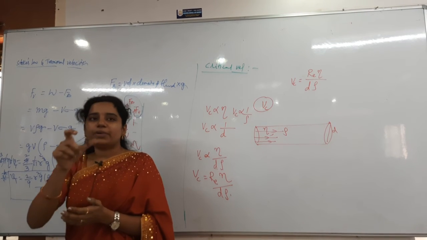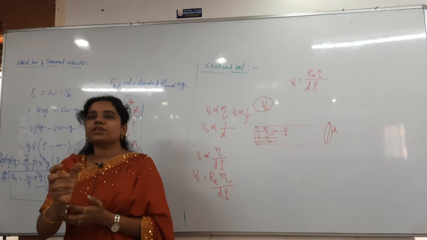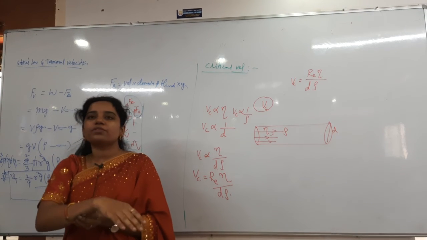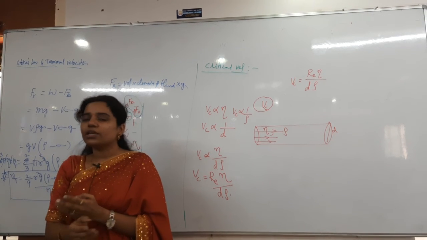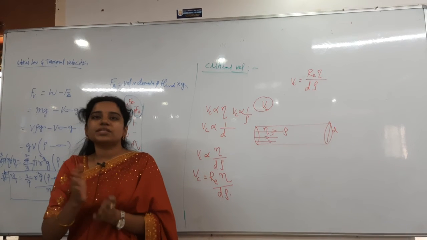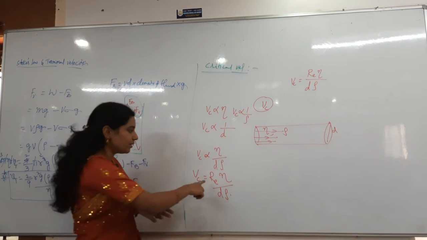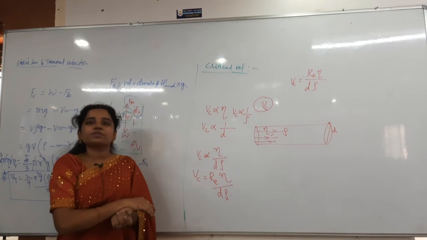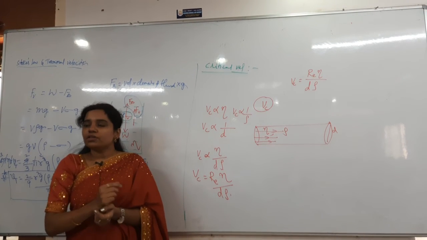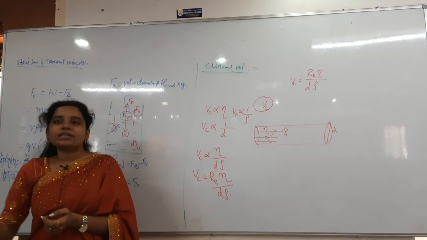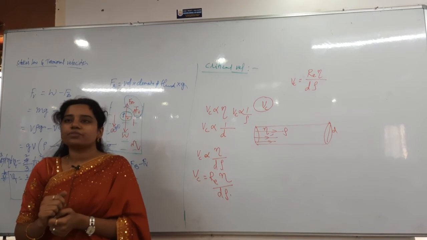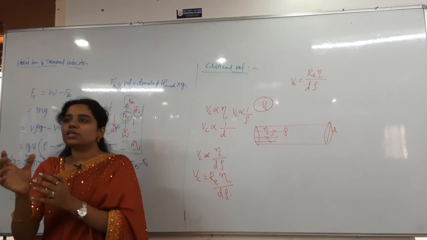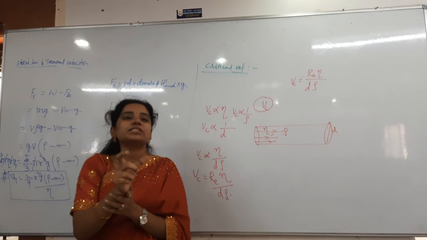By using the Reynolds number we can say whether the flow is laminar, that is streamline flow, or turbulent flow. When the Reynolds number is less, the critical velocity is also less, and less velocity means streamline flow. If the Reynolds number is more, the flow will be turbulent. If the Reynolds number is between 1000 and 2000, the flow is unsteady.